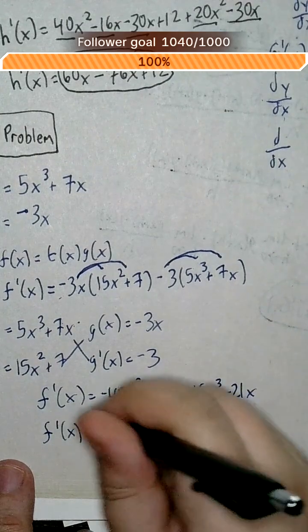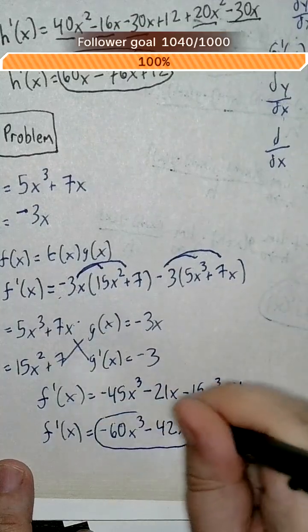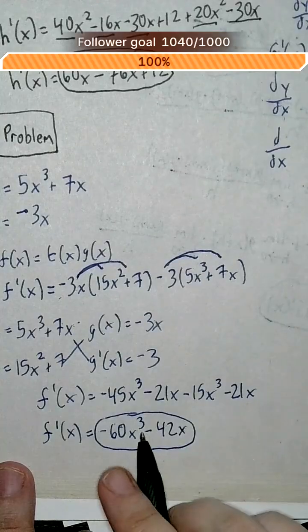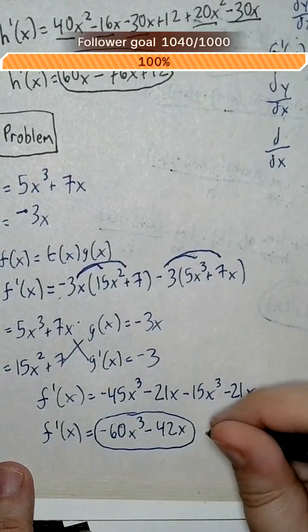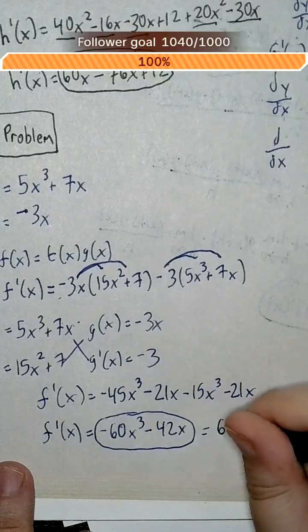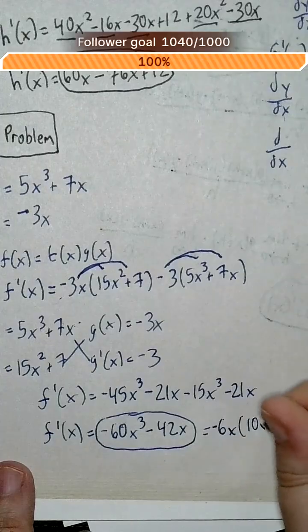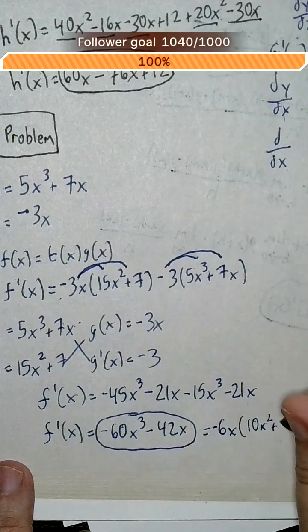And here is where I would stop. Could you factor out a 6? Yeah, sure, you could. You could factor out a negative 6x, and you would be left with 10x squared plus 7.